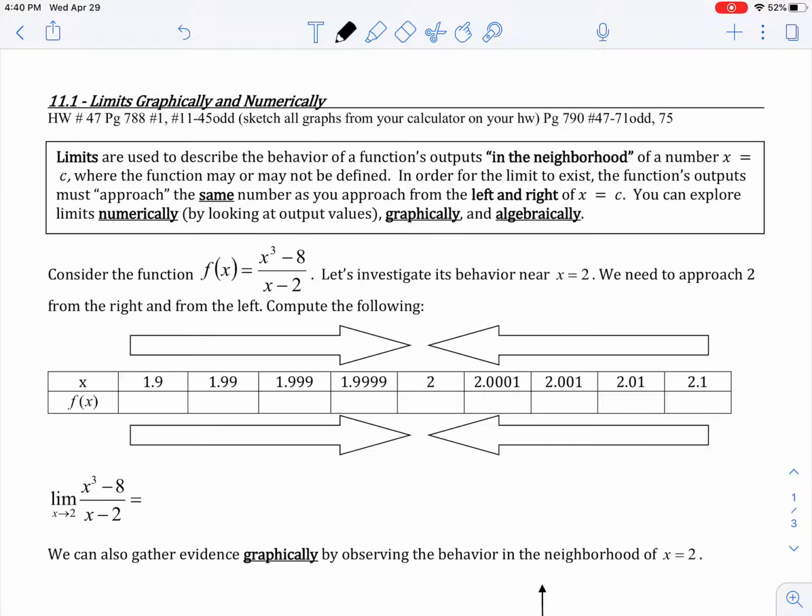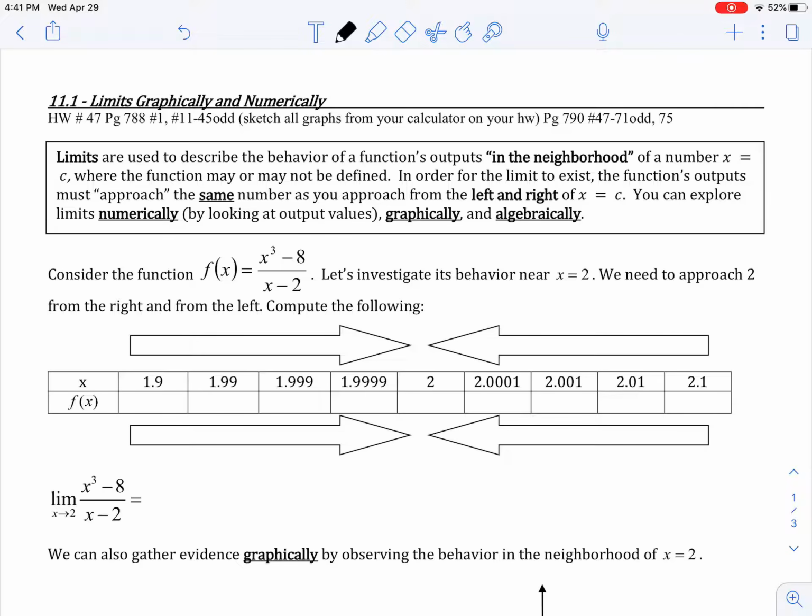In order for a limit to actually exist, the function's outputs must approach the same number as you approach from the left, in other words, from the negative side, as they would if you were to approach from the right, or from the positive side. And there are three ways to explore limits: numerically, graphically, and algebraically. And we'll go through all three of those right now.